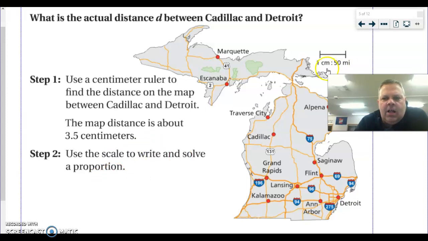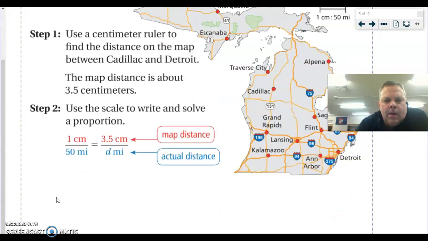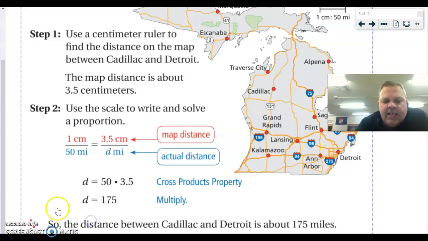So now we can set up a proportion. We're going to use the scale here of 1 centimeter is equal to 50 miles. So we can set it up as 1 centimeter is equal to 50 miles, and 3.5 centimeters is equal to d miles, because that's the actual distance. Once we get this, we can take 1 times d is just d, and then we can take 50 times 3.5 by doing the cross products, and we will get 175. So the actual distance from Cadillac to Detroit in real life is 175 miles.